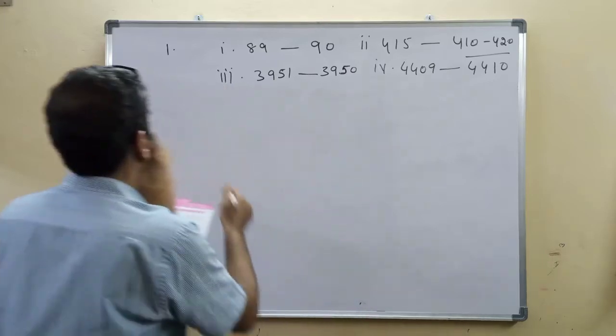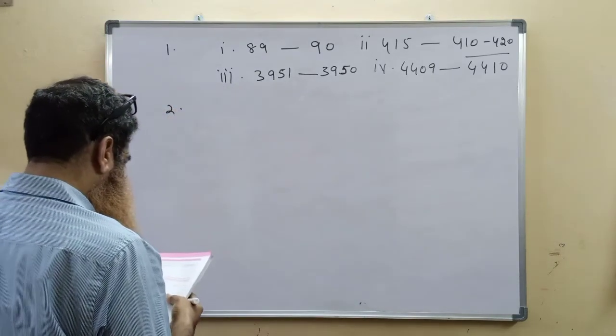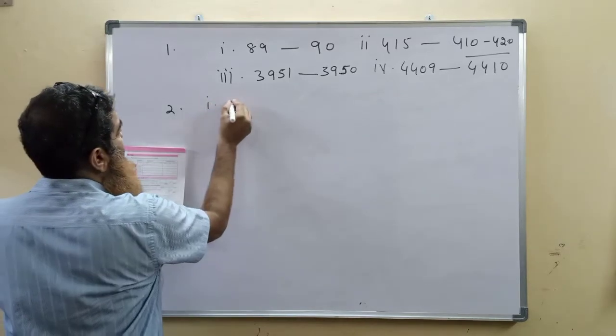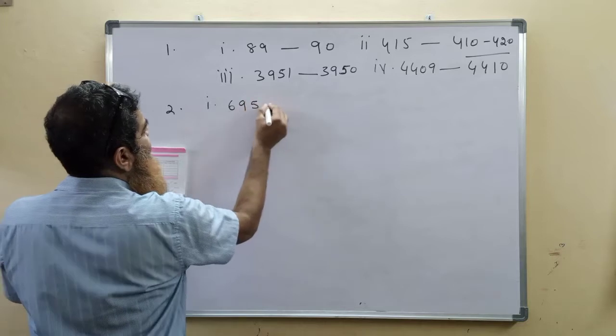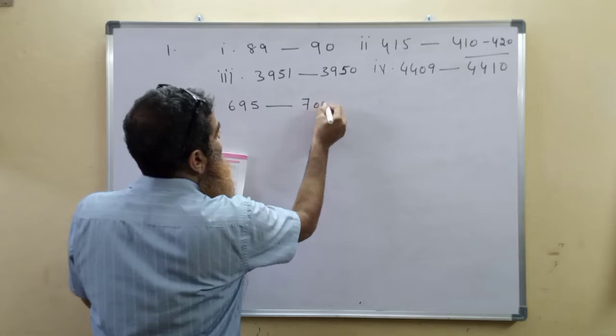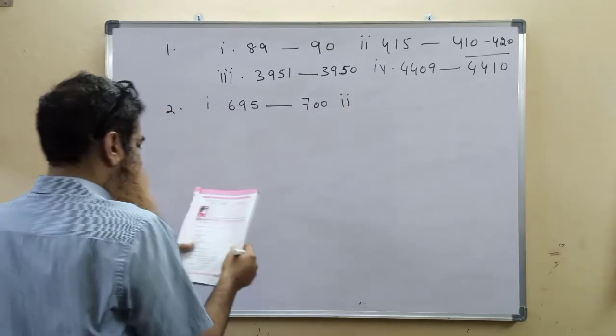The second question in this exercise: round off the following numbers to the nearest hundreds. It is asking us to round it off to the nearest hundreds. The number is 695. The nearest hundred is obviously 700. If we add 5, it becomes 700.